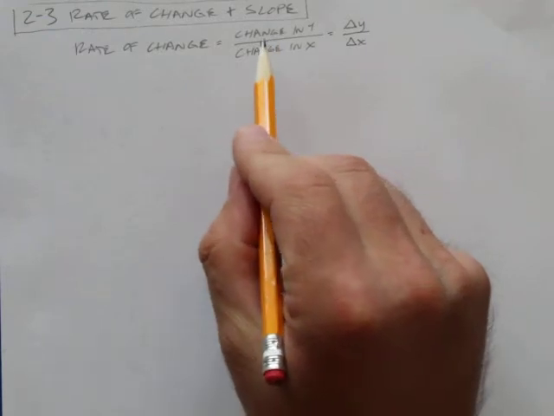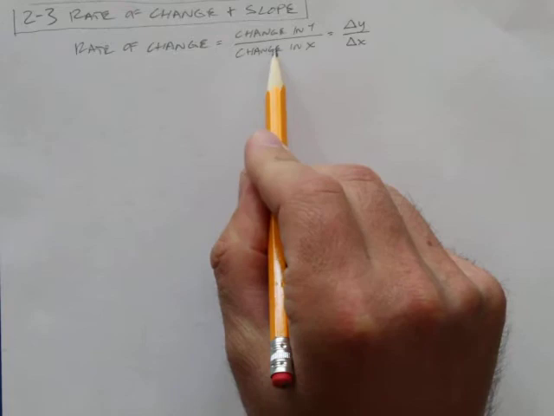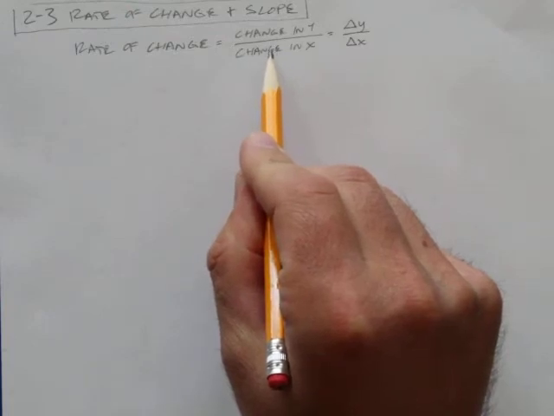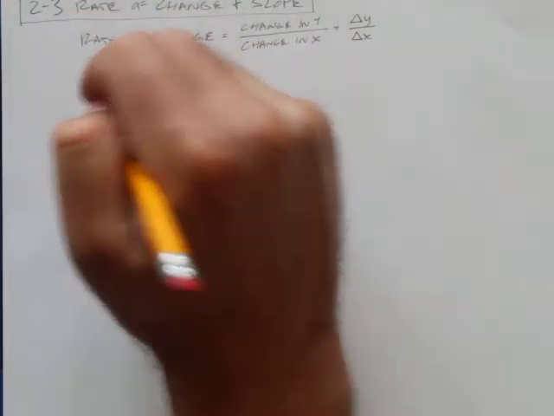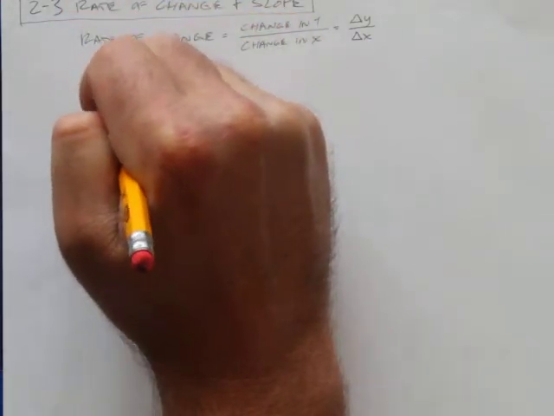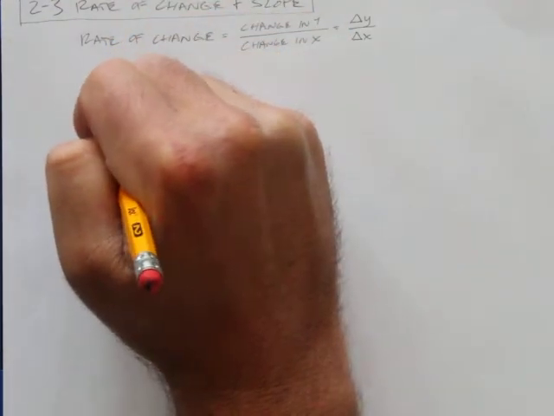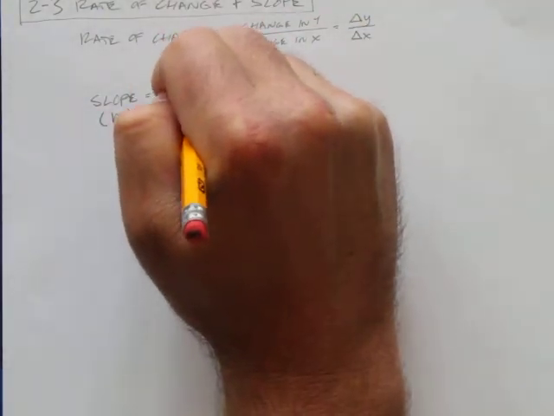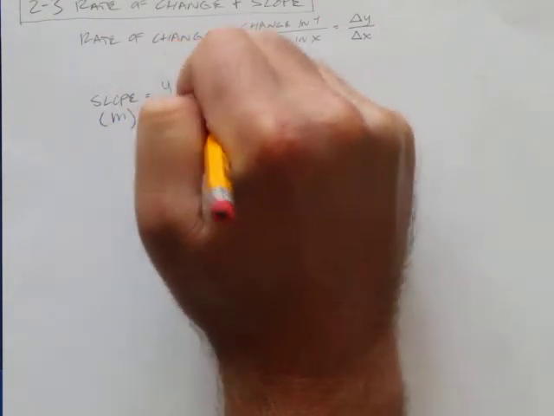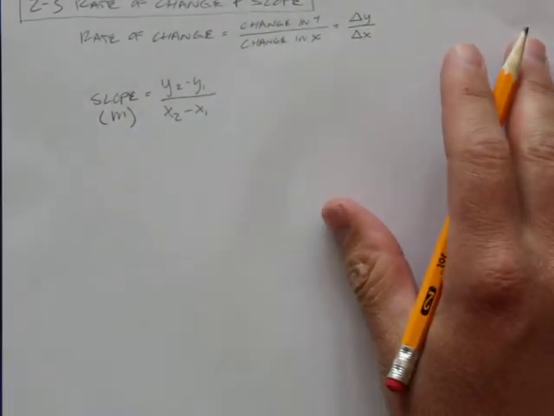So change in y, that is one y value subtracted from another y value. Change in x is one x value subtracted from another x value. That's how we find the change in something. So the rate of change and slope, we're using these words somewhat interchangeably. When we talk about slope, we talk about m being slope. Slope is y2 minus y1, or change in y, over x2 minus x1, or change in x.